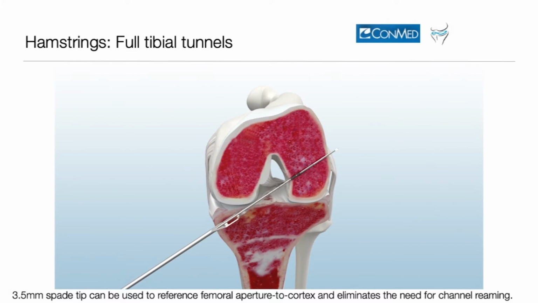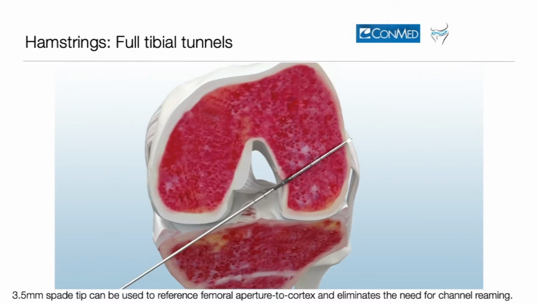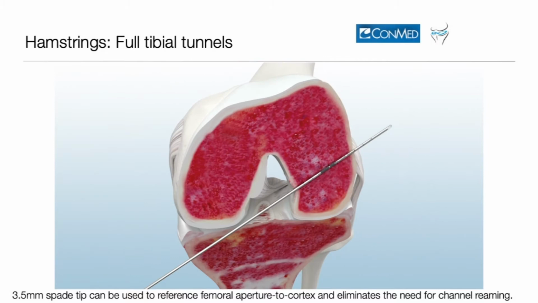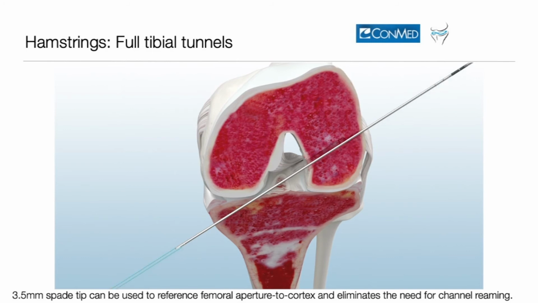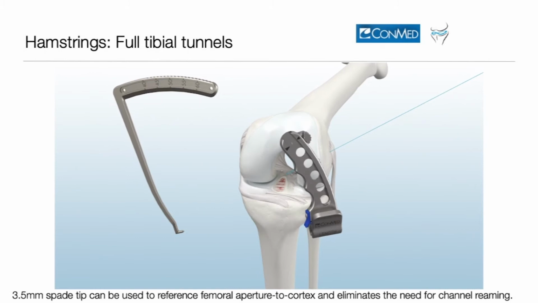3.5 millimeter spade tip means once it's through, you can hook back on the cortex and then go through the skin using our drill. So you don't have to measure and you don't have to use a 4.5 drill to go through there. So it's all done in one, drilling the femoral tunnel and then for the tibia, using the guides with the quick lock mechanism to set it at the right length.